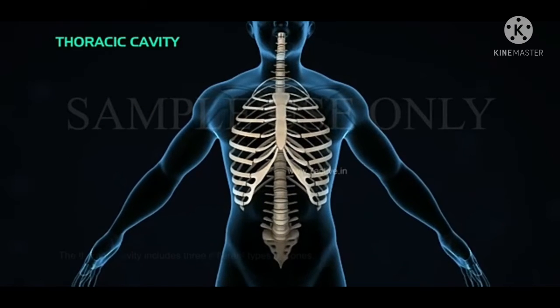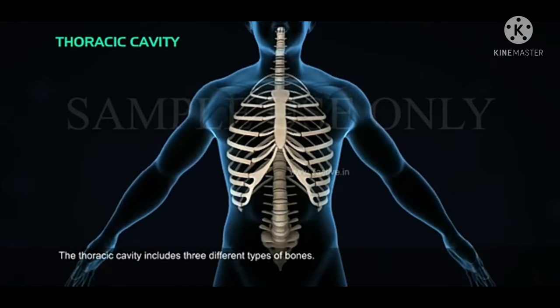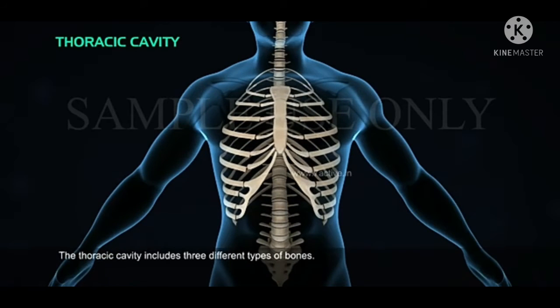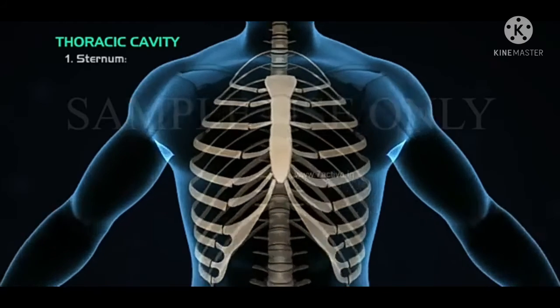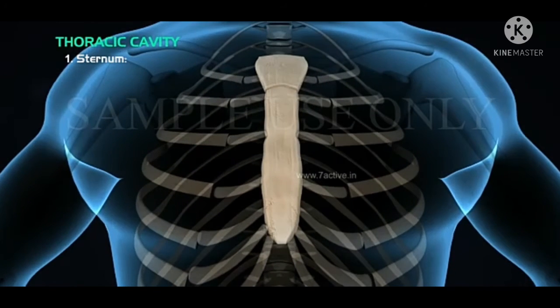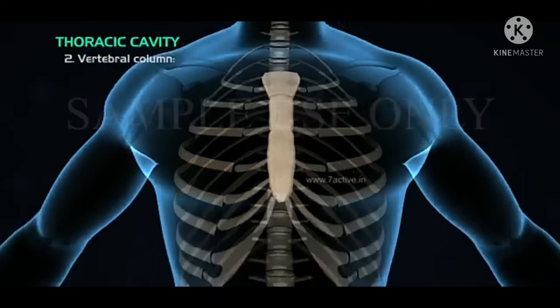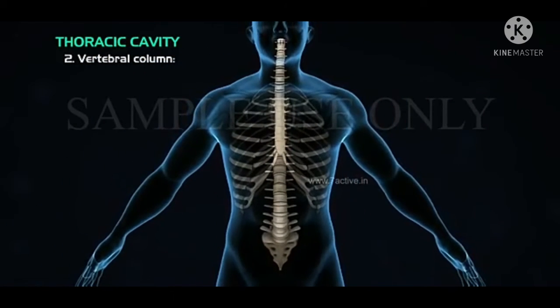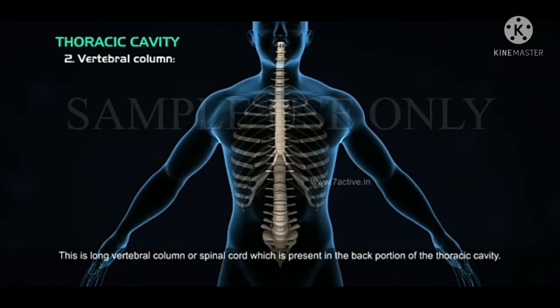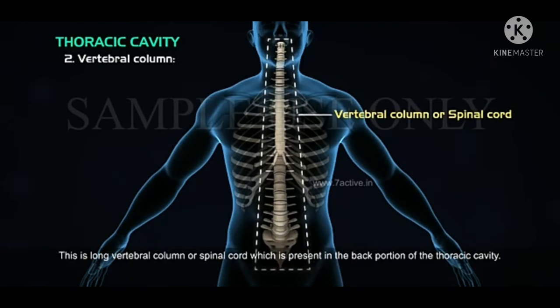Thoracic cavity. The thoracic cavity includes 3 different types of bone. Sternum. This is a single bone present in the front portion of the thoracic cavity. Second, vertebral column. This is the long vertebral column or spinal cord which is present in the back portion of the thoracic cavity.